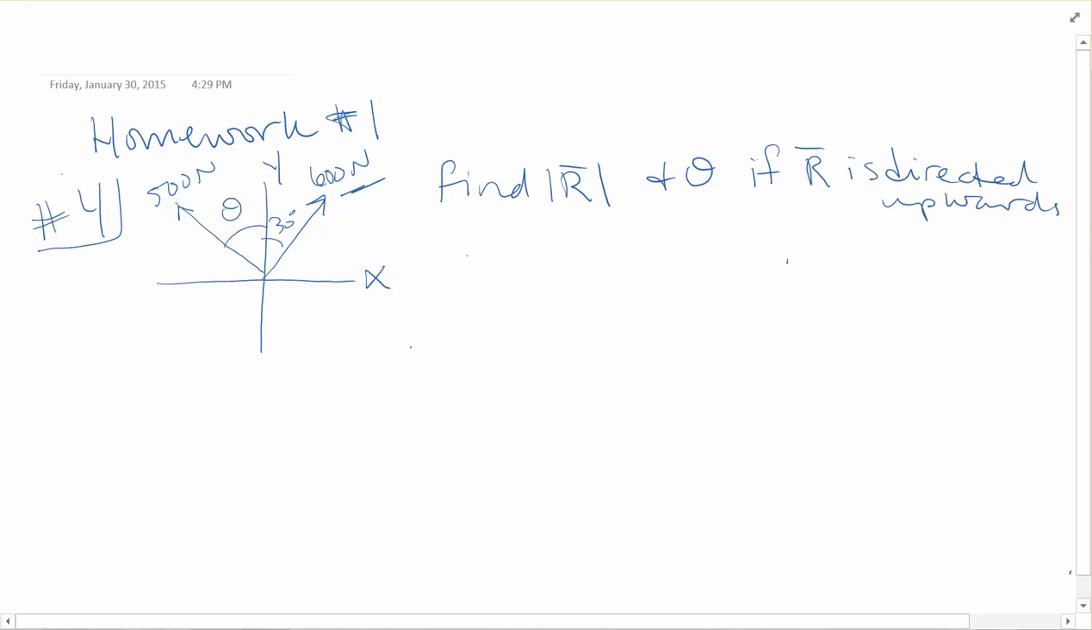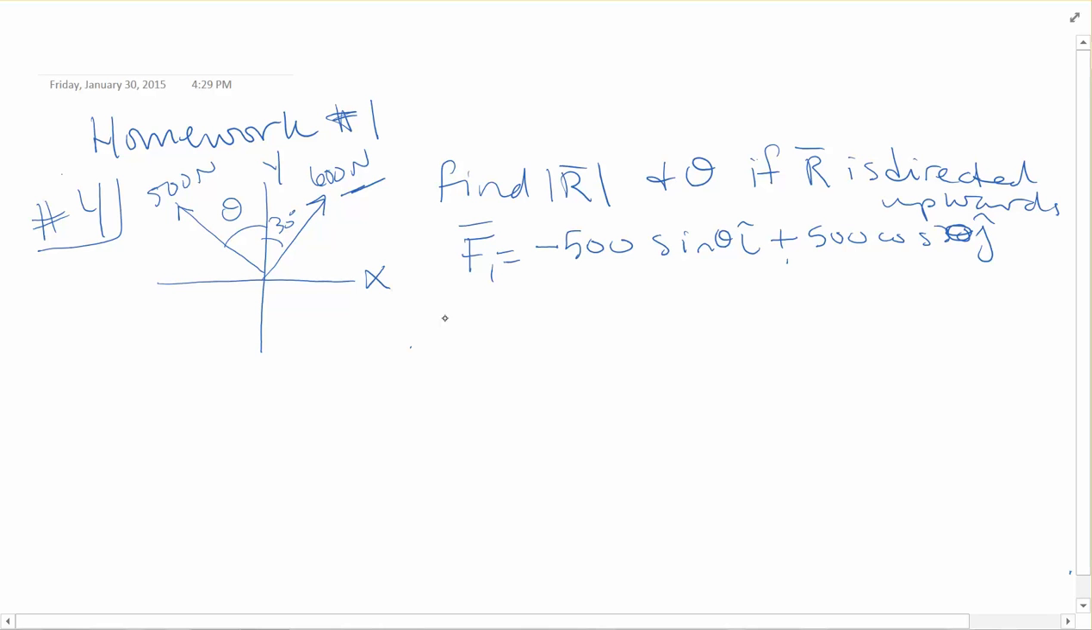Let's start with the 500 Newton force first. Let's just call that F1. So for the i component, we're going to have negative, because it's pointing to the left, 500 sine theta i, and then a positive, because it's pointing upward, 500 cosine theta, should be a theta j. Alright, so let's save that for later.